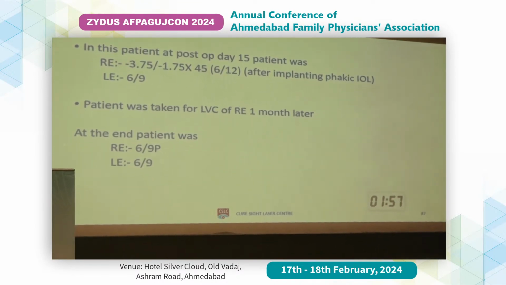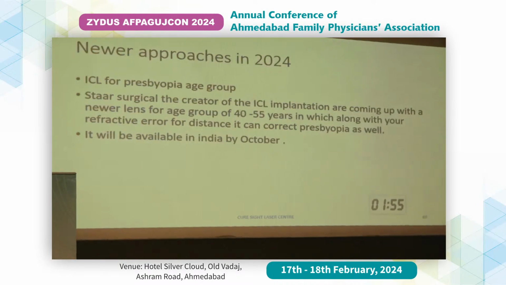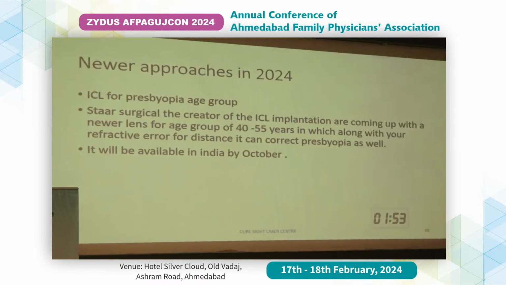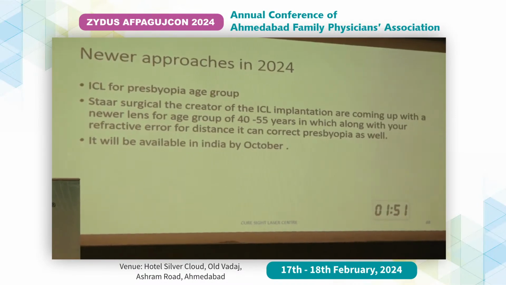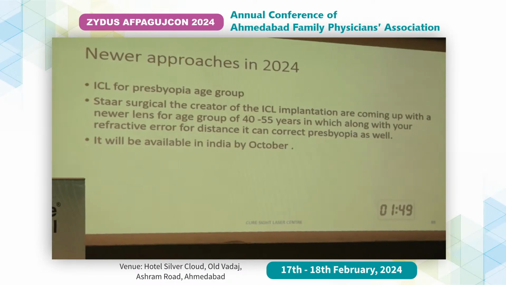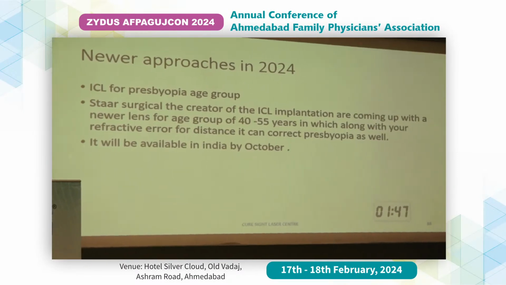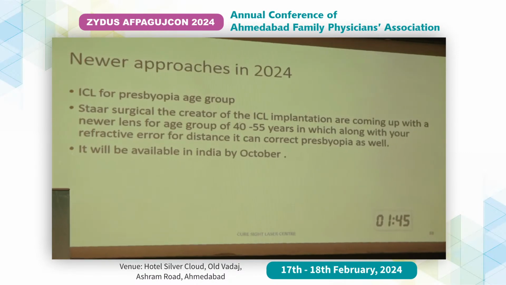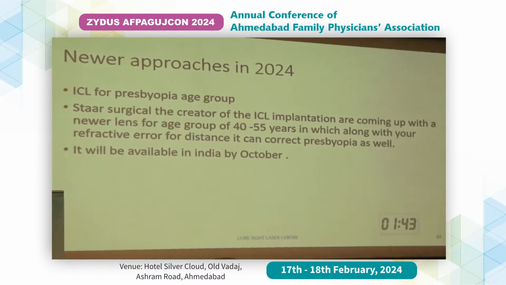Sir, 2 minutes left. Yes. The newer approach now coming in 2024 is an ICL for the presbyopic age group, that is from 40 years to 55 years. So we can now get rid of distance plus reading glasses as well.